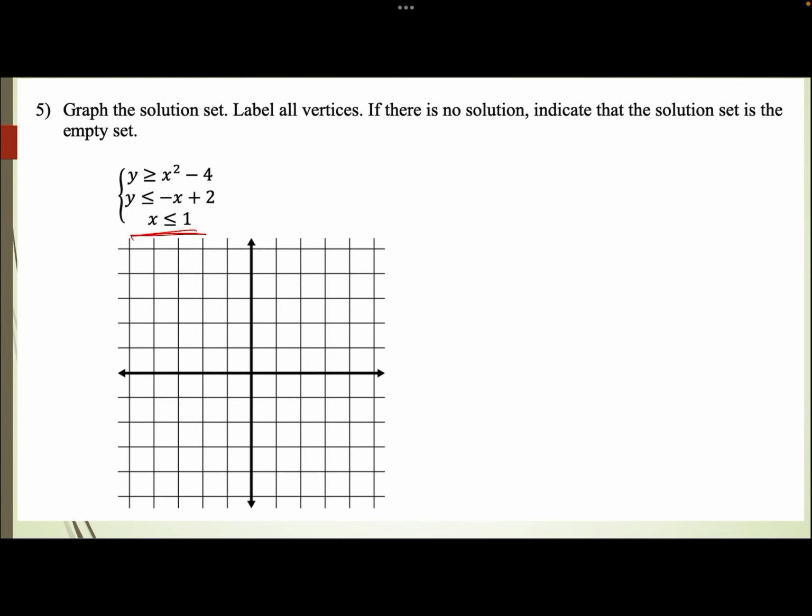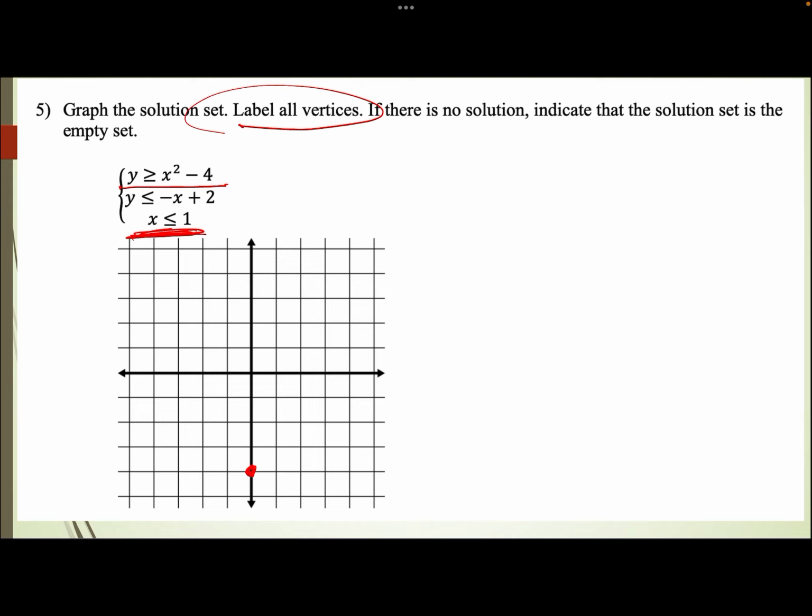Okay, this is page 3. We're graphing all these equations on the same line. Don't forget to label all the vertices once you have it graphed. So this is a parabola, and the transformation is down 4. And then you can use a table if you would like.